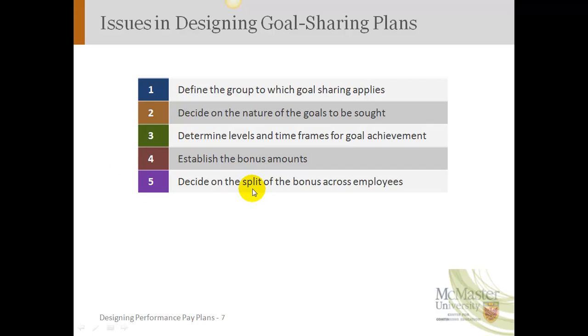We should also decide on the split of the bonus across employees. So again, are employees going to share evenly? Is there going to be certain groups that are going to share more? So maybe you might find that senior management has an opportunity to get more of a bonus than maybe employees at the lower level. What's going to be the split amongst the different employee groups? Are they all going to share evenly or not?